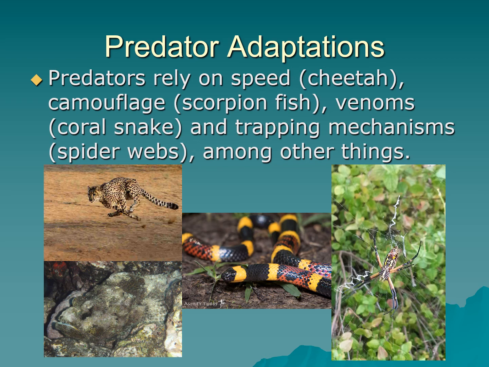Predator adaptations include things like speed for this cheetah here. They also include camouflage like this scorpionfish, or maybe venom to help them be more successful as a predator, or maybe trapping mechanisms like spider webs. So there's lots of different adaptations that predators can have to help them be better hunters.